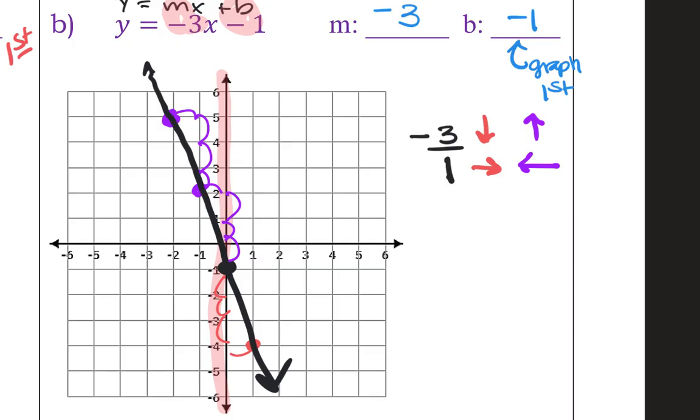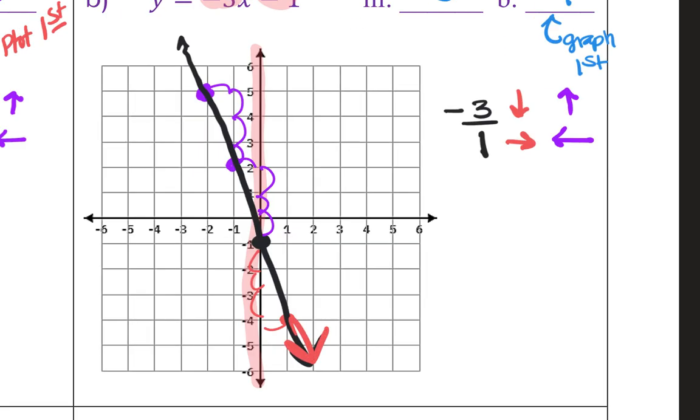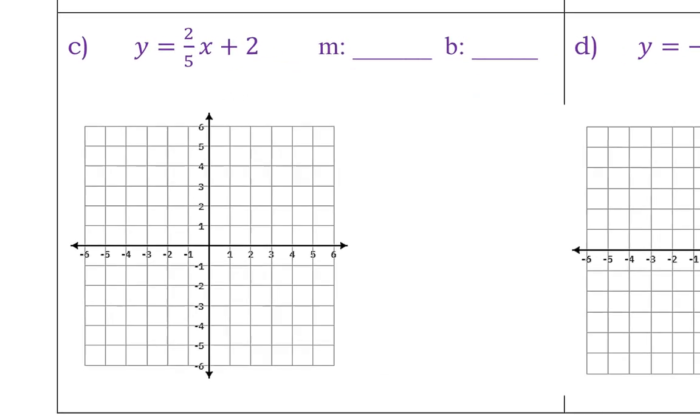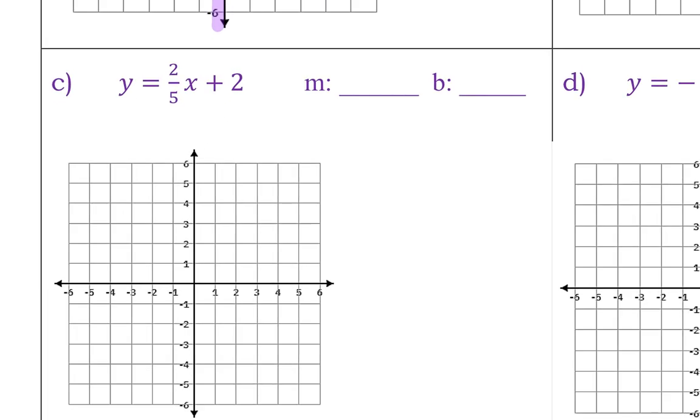All right, let's look at this one. All right, and again, it helps you to write it up on top. Y equals mx plus b. All right, what's our m here? 2 over 5. So I'm going to write 2 over 5 there. What's our b value? Positive 2, right? So we're going to put positive 2 there for the b.